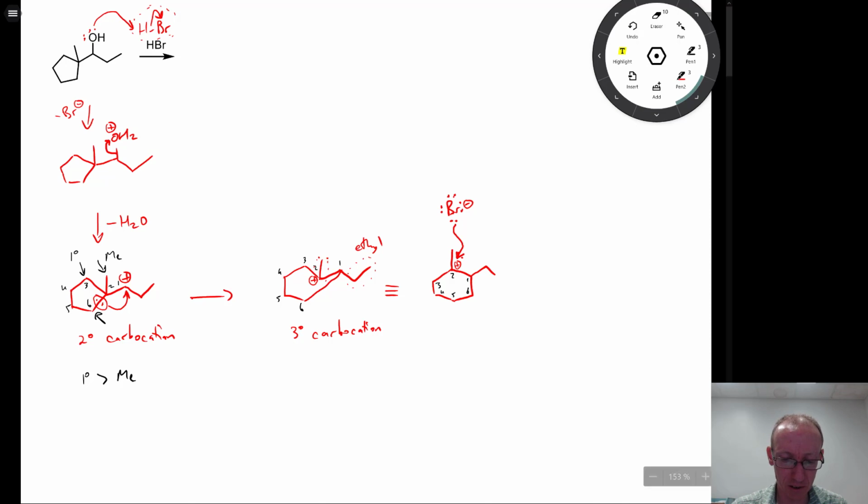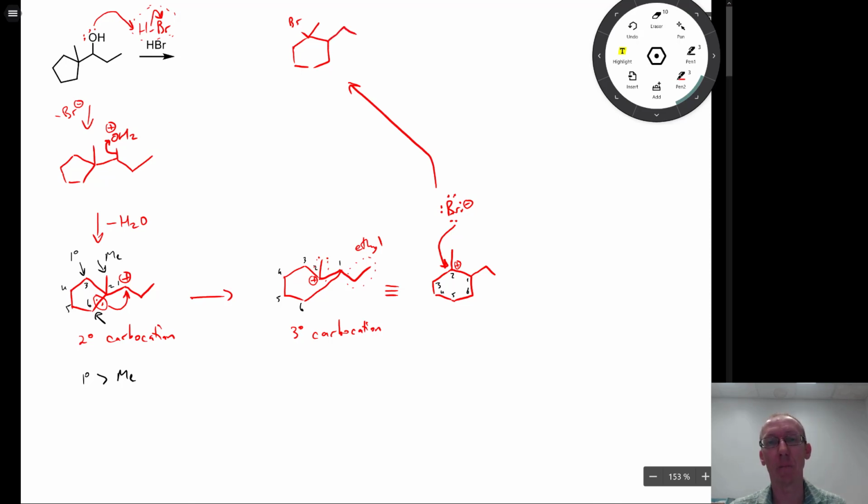So you might see this drawn in, say, for example, sample answers, or by the lecturer, or by me if I'm your lecturer, attacking from the other side. And it means just exactly the same thing. We're just getting a bond between that bromide and the carbon that has the positive charge, and that will get us to the final product. So it's a cyclohexane with a bromine at that position, and a methyl group, and an ethyl group.